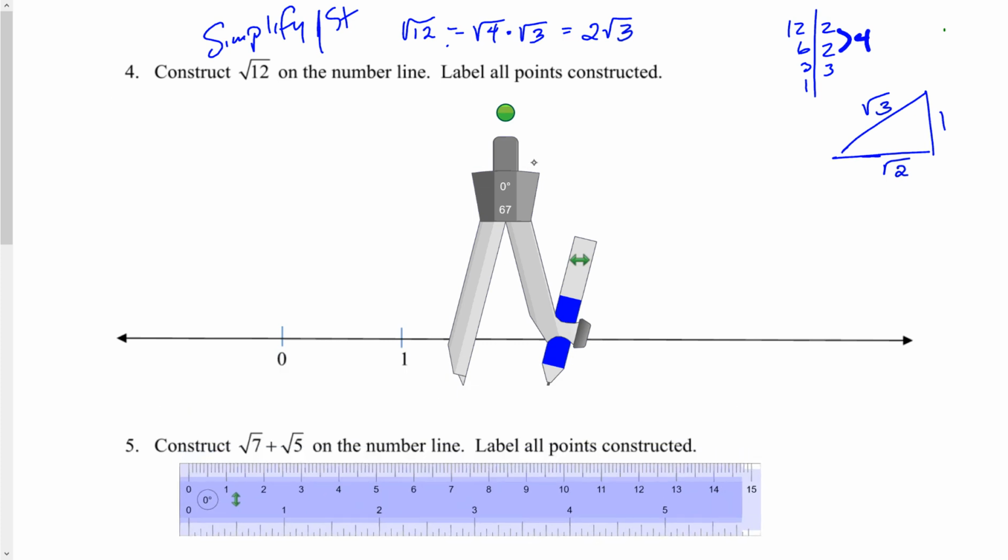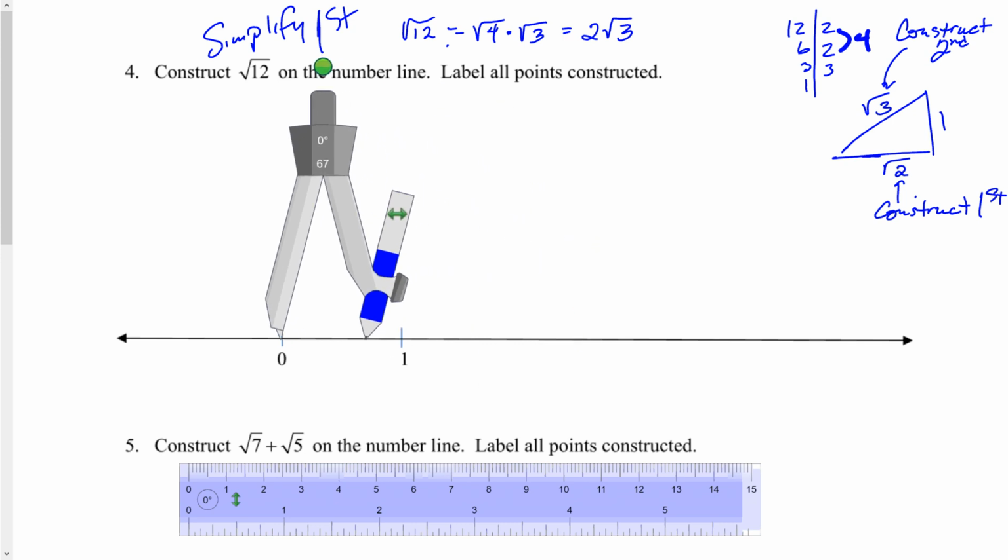All right, so let's construct root 2 first. So this is the goal. Let's write it down. Right here, construct first. And then this one here, root 3, we're going to construct second. So goal 1 and goal 2. Now, I've already constructed root 2 twice today, so hopefully you're getting the hang of this now.